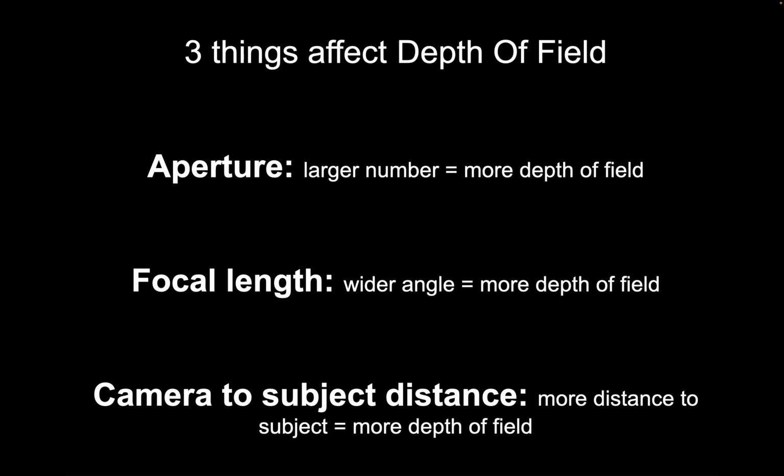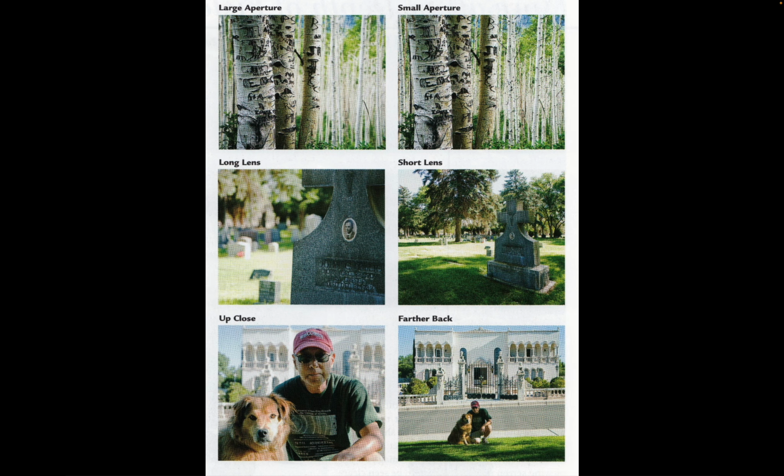Okay, so we've sort of talked a little bit about depth of field, but there's actually three things that affect depth of field. Aperture we talked about already, but focal length and camera to subject distance also will affect how large or small your range of what's in focus feels, your depth of field, in relation to your subject. So here's some visuals of that, using a large aperture versus a small aperture, using a long lens zooming in versus using a short lens.